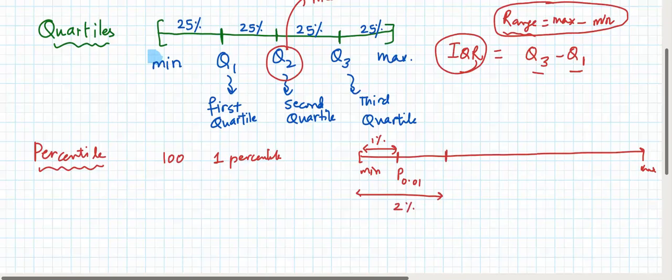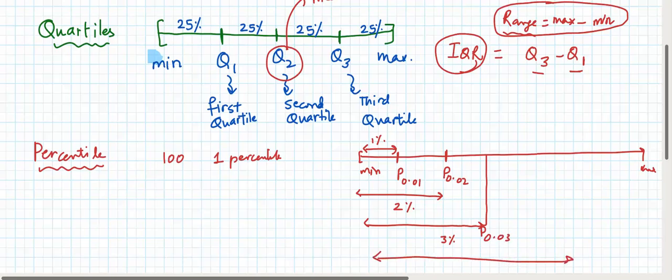Then you have 2% of the data, which we call 0.02. Then you will have 3% of the data, so that will be 0.03. Then you have 10% of the data. What do we call that? Can you tell me? 0.1, right? Yeah, and so on. Then you have 0.2, that is 20% of the data, and so on.